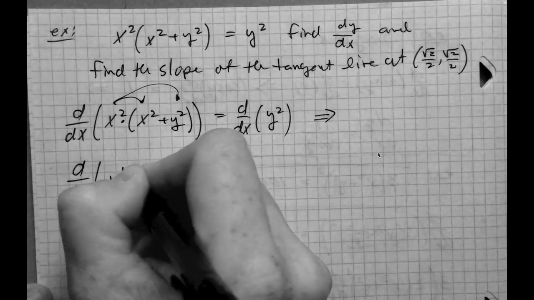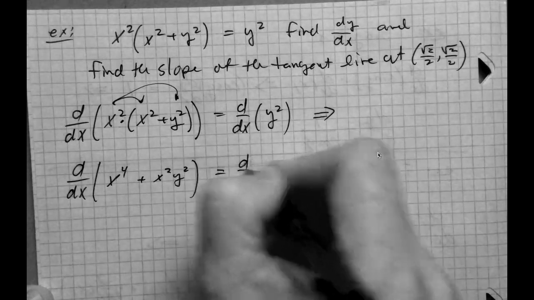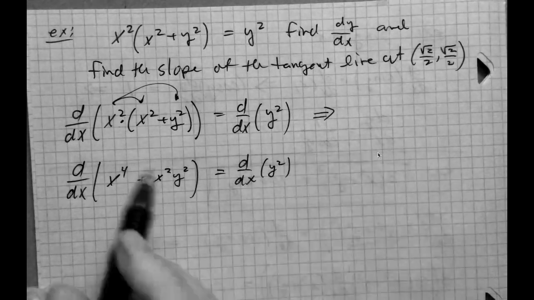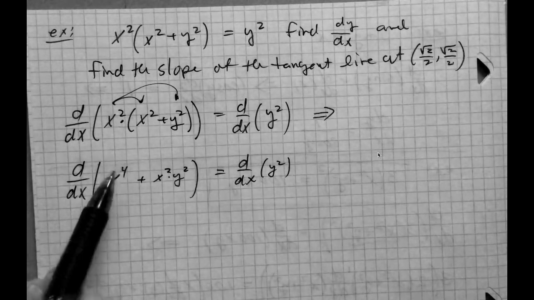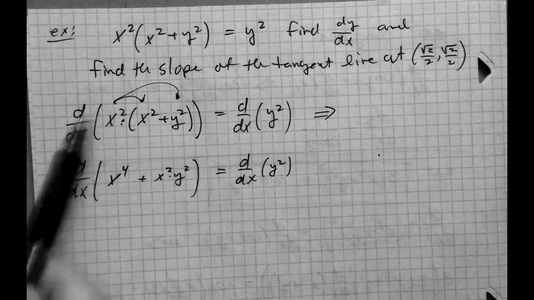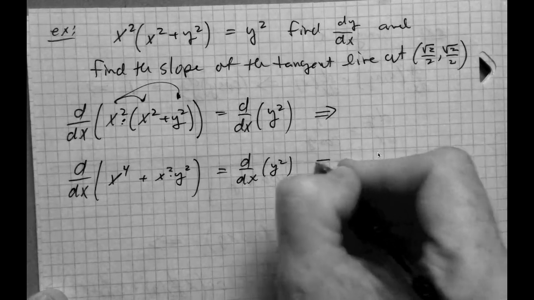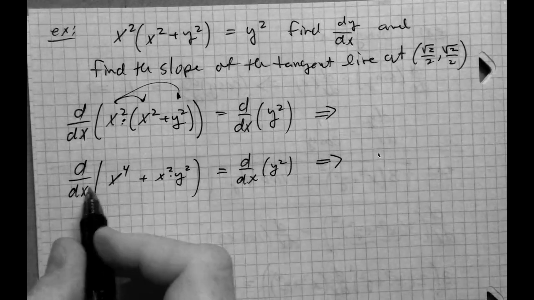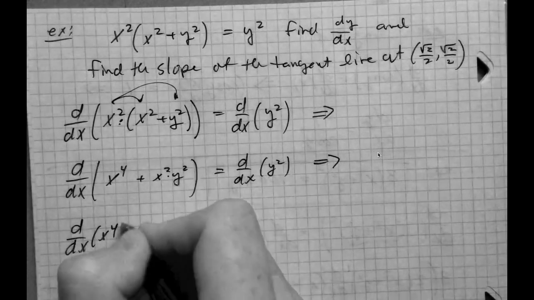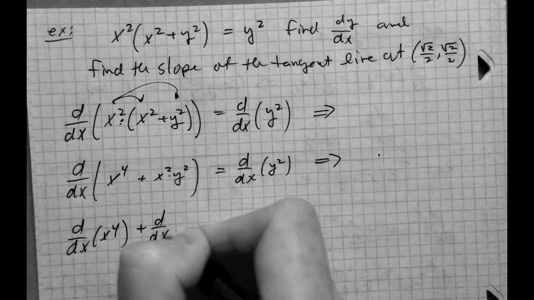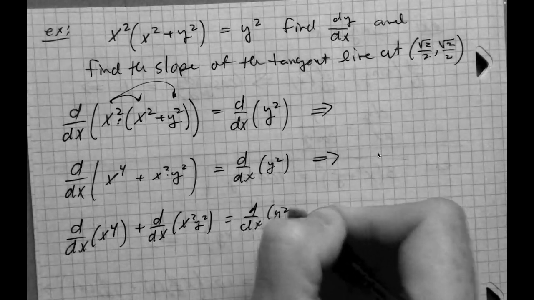So you get x to the fourth plus x squared y squared, and that's going to equal d dx of y squared. Now here you can see the product rule is going to be inevitable. We have to use it. We also had to use it here. So either way, you're going to have to use it, so let's just do it this way. All right, so then we just differentiate each of these terms. So it'd be d dx of x to the fourth plus d dx of x squared y squared equals d dx of y squared.